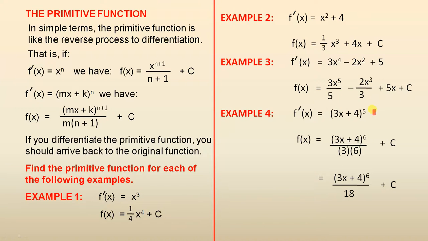Finally, if f dash x equals 3x plus 4 to the power of 5, now we're looking at this guideline here for this one, to find f x. So that gives us 3x plus 4, which is like mx plus k. Here we have n plus 1, which is 5 plus 1, that's why we have the 6. And here we have the m outside of n plus 1, which is like the 3 outside of 5 plus 1, which is 6. So that gives us 3x plus 4 to the power of 6 over 18 plus c, which is your constant.